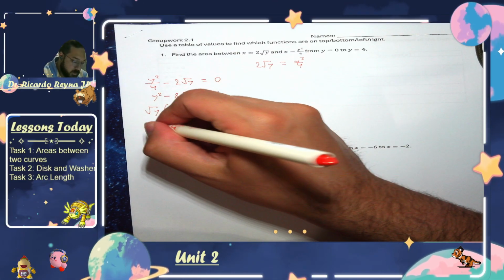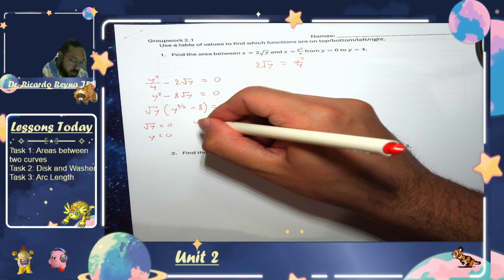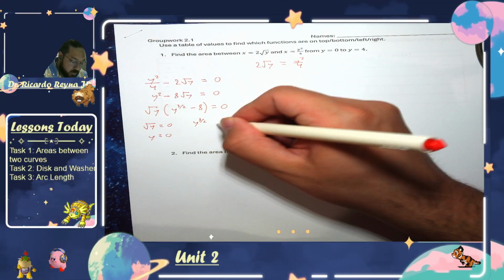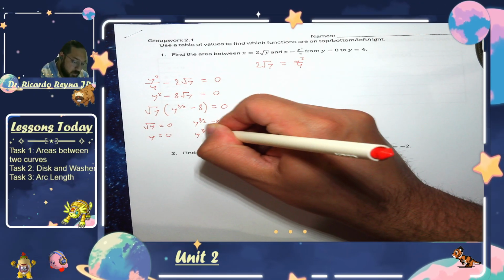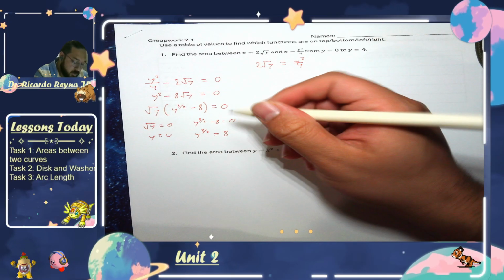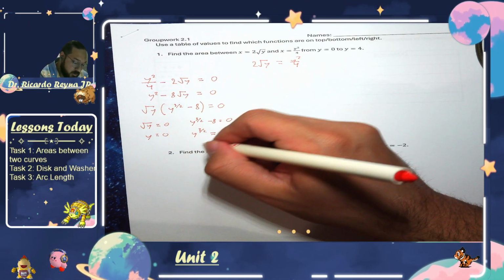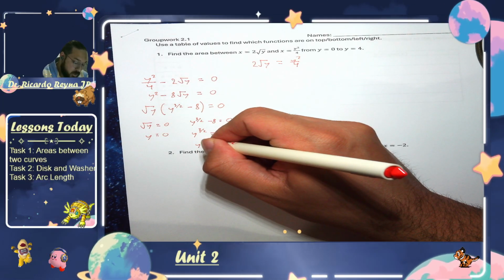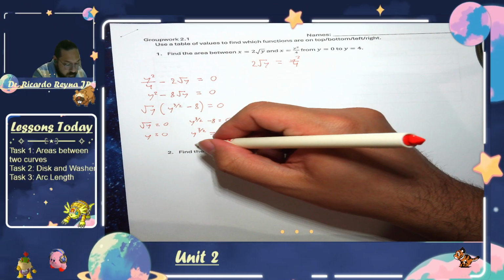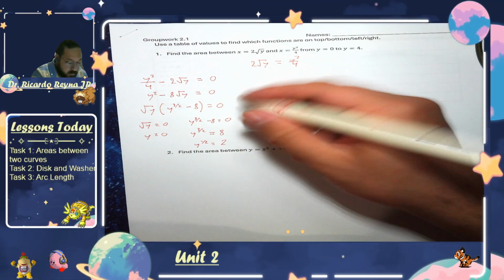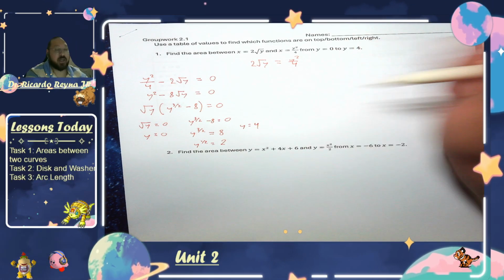The zero product property states that the square root of y is equal to 0, which implies y is equal to 0. And then y to the 3 over 2 minus 8 is equal to 0, so y to the 3 over 2 is equal to 8. Let's cube root this first. So if I do the cube root, I'll get y to the 1 over 2 is equal to 2. And then we know that the square root of what gives me 2 is 4. So the endpoints are the intersection points.